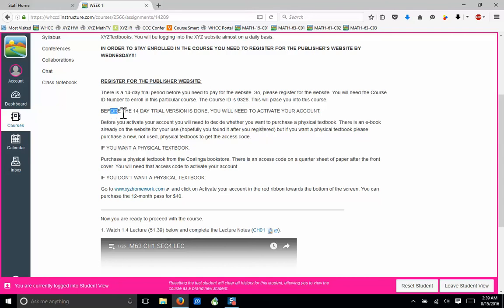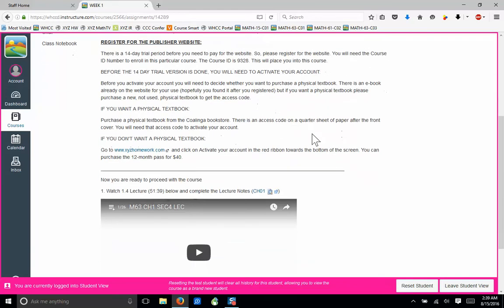All right, and then before the 14-day trial version is done, if that's something you want to do and you want to stay in the course, then you can activate your account. There's a big red ribbon on the bottom that says your account is going to be inactive. Please activate your account, and then you can just do that by clicking the link.